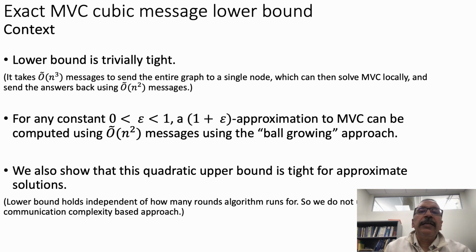Now that the proof sketch is complete, I want to place this result in context a little bit. The lower bound is trivially tight because it takes a cubic number of messages to send the entire graph to a single node, at which point that node can compute minimum vertex cover locally. If we allow even a small constant factor approximation, then minimum vertex cover can be solved using quadratic messages, using the ball growing approach. We then show a matching quadratic lower bound for approximately solving minimum vertex cover. We are excited about this result as well, but you'll have to read the paper to learn more about it.